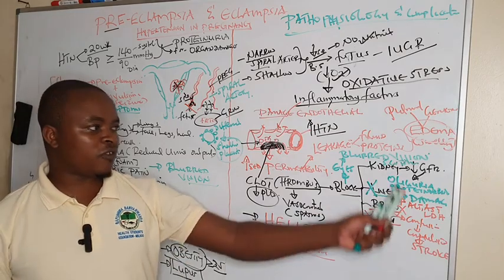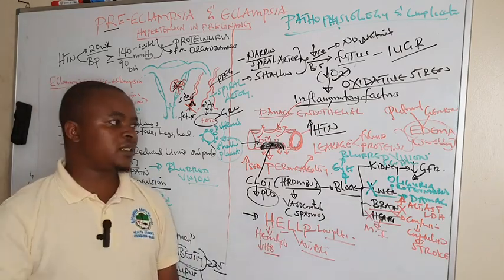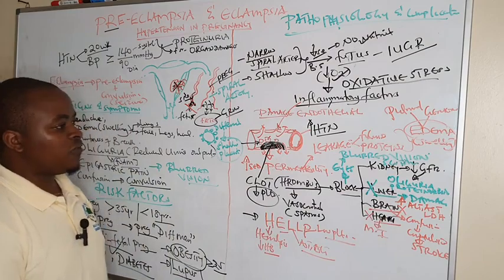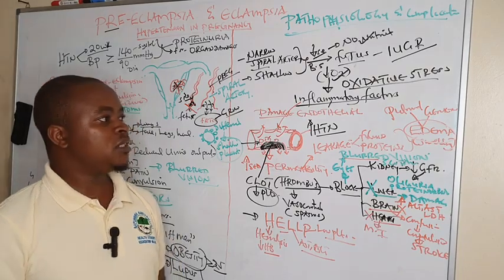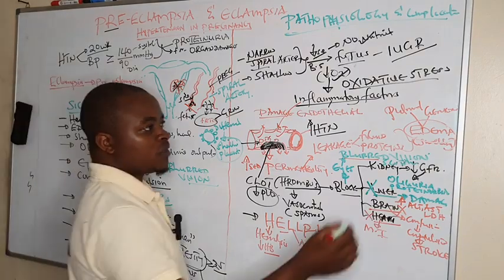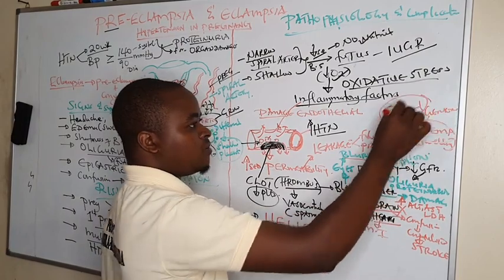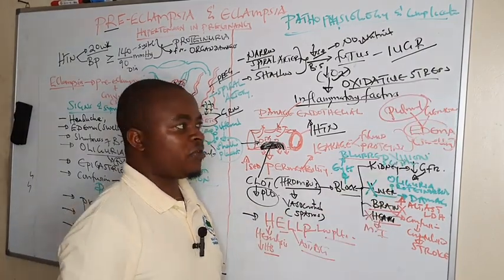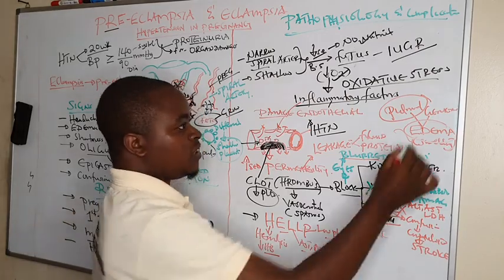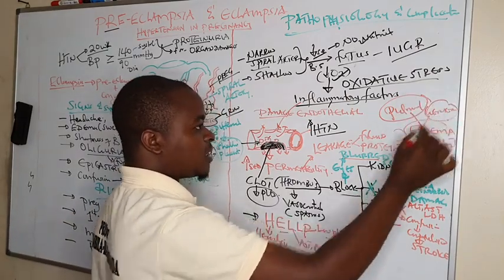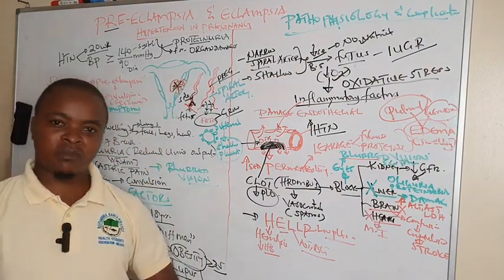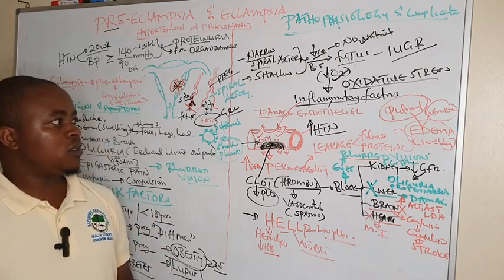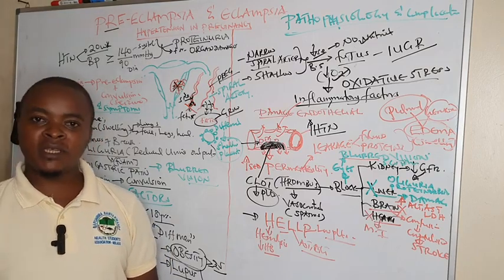Then complications of organ damage due to reduced blood supply. Then complication of the eyes, whereby we see there is blurred vision. That is also another complication. Then the problem of pulmonary edema, which leads to shortness of breath. And then generalized edema, which leads to swelling of the lower limbs, the hands, and the face. And sometimes even the stomach can swell. This is what we call the complications.